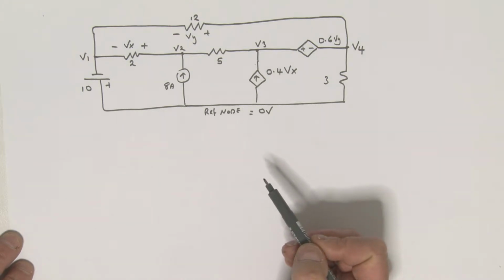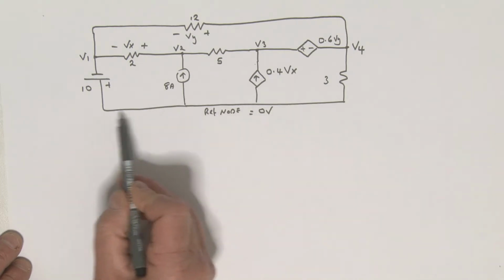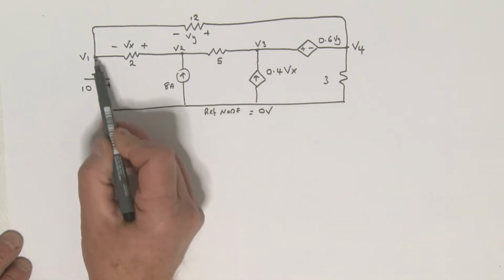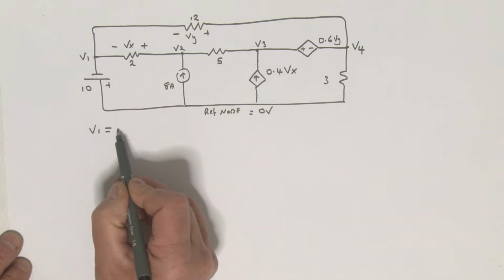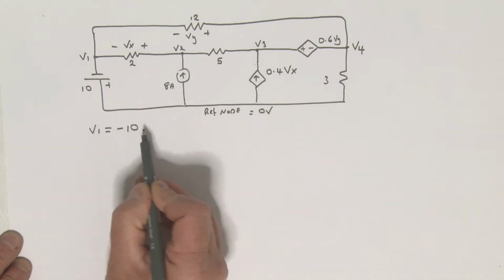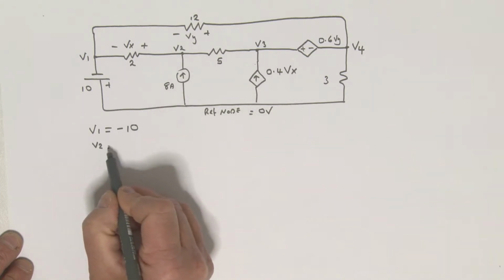All right, where do we begin? Well, let's have a look at V1. That's an easy one, isn't it? Because here's our reference at 0. So V1 is what? I think we can say V1 is simply equal to, in this case, minus 10. All right, that's easy. Let's look at the V2 node.